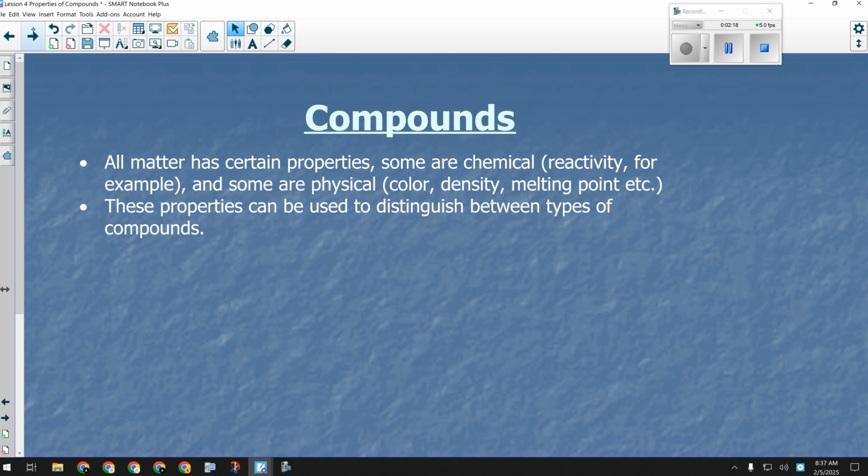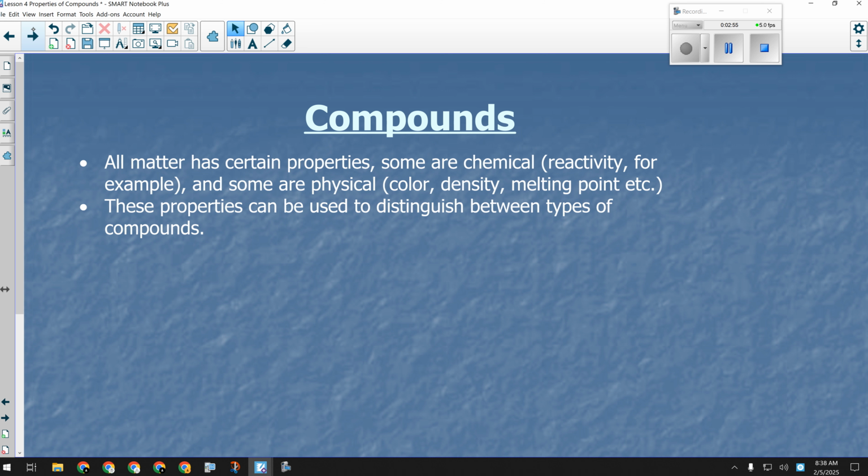That would be simple things like color, density, melting point, boiling point, solubility, pH, whether it's an acid or a base, whether it conducts electricity, whether it's magnetic or not. All of these kinds of things are physical properties. We're not going to be using all of those in our lab tomorrow, just some of them, but they will be very helpful for us. Those properties can be used to help us determine if something is molecular or ionic, and then from there, is it this compound or that compound?